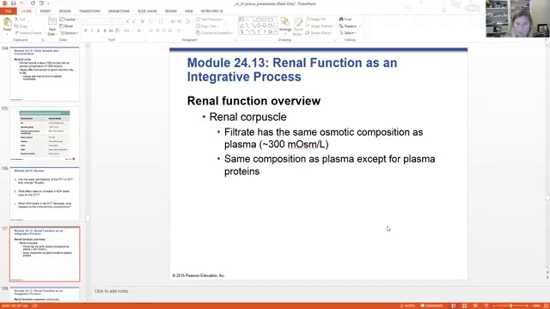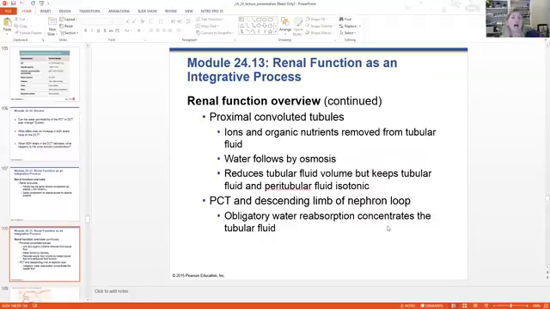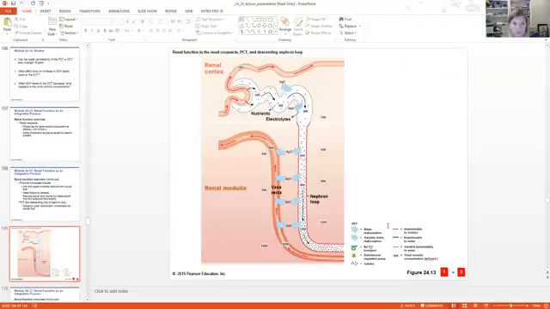Same composition. In the PCT, ions, organic nutrients, all of those things are removed from the tubular fluid. Water's going to go just through simple osmosis. This is going to reduce the tubular fluid volume, but keep the tubular fluid and paratubular fluids isotonic. So there's not going to be a concentration difference inside the tube or outside the tube. It's the same until we get to the nephron loop, right? So the PCT and the descending limb of the nephron loop, this is where obligatory water reabsorption is going to concentrate that tubular fluid. So this is looking at overall renal function.